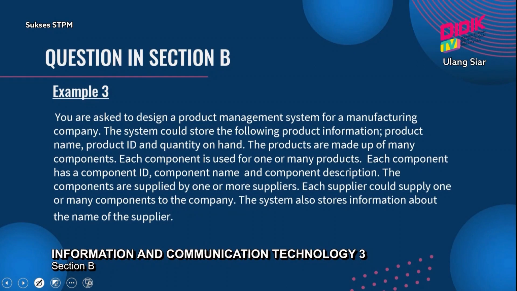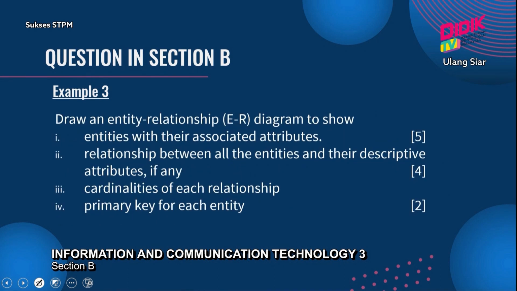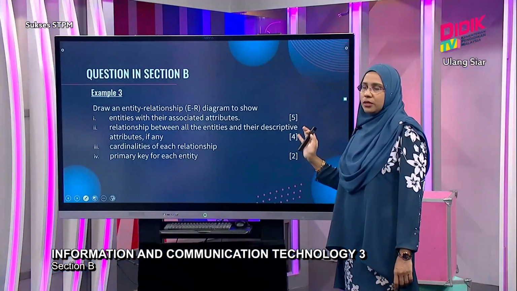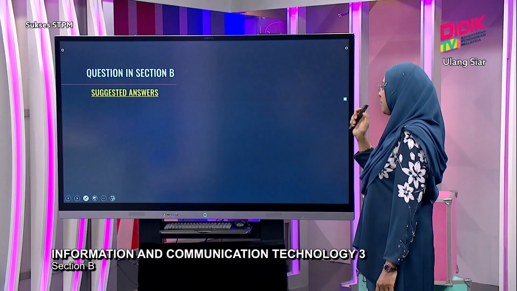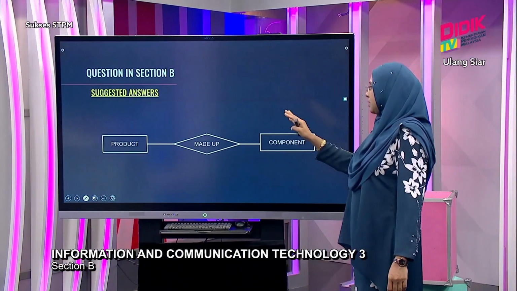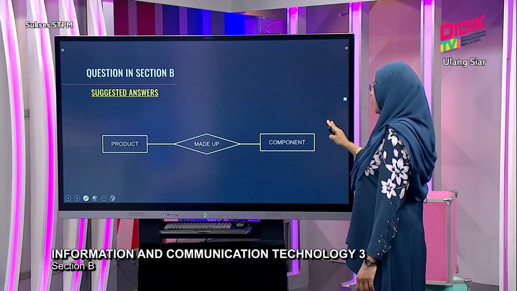Okay, so this is the question given. You read. You can see actually, follow the situation there, the scenario there. From here you write the ER diagram. So the question is asking for entities and attributes, relationship and cardinality, and primary key, all 15 marks for section B. So easy to get mark actually. You cannot get 0 here. Easy to get mark.